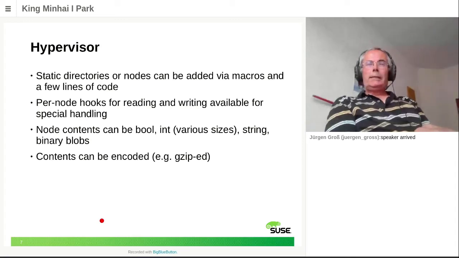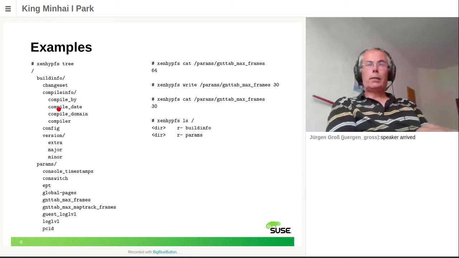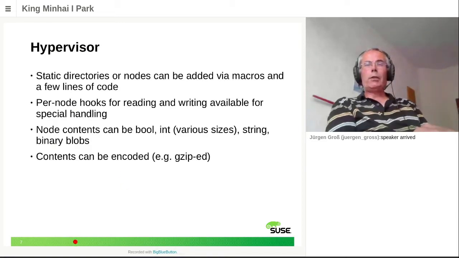In the hypervisor, you have static directories or nodes, which can be added very easily via macros and a few lines of code. So for example, for adding a static node, like we've seen here, the compile by or compile date or something like that, which is static data, which won't change during the runtime of the hypervisor, you need only one line for the declaration of the node and one line for hooking it into its directory.